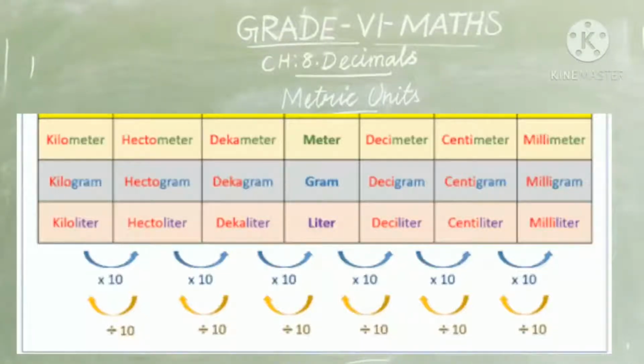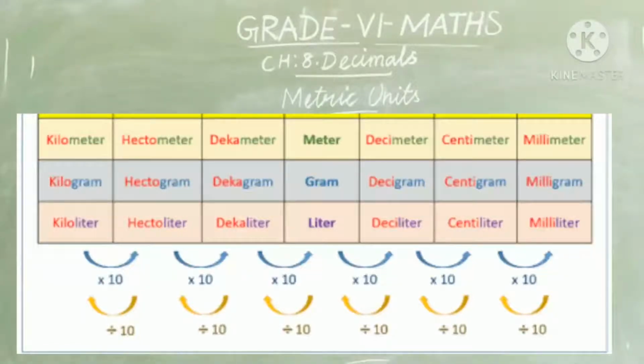Here, when you convert the higher unit to lower unit, that means from kiloliter to liter, or kiloliter to centiliter, from left side unit to right side unit, we have to multiply. Likewise, when you convert from lower unit to higher unit, that means centimeter to meter, centigram to gram or kilogram, from right side unit to left side unit, we need to divide.